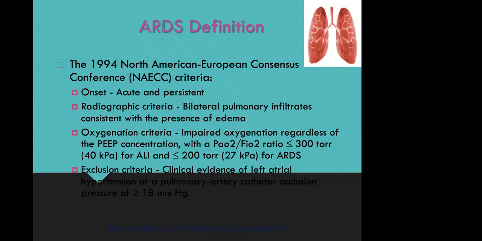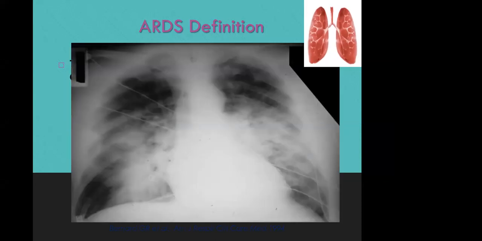We have to exclude from this definition cardiogenic disease or other causes. Here they considered it because at that time the Swan-Ganz catheter was still in use, so they could measure the pulmonary artery occlusion pressure, which was more than 18. So this is an X-ray of ARDS, where you find bilateral infiltration with pulmonary edema.